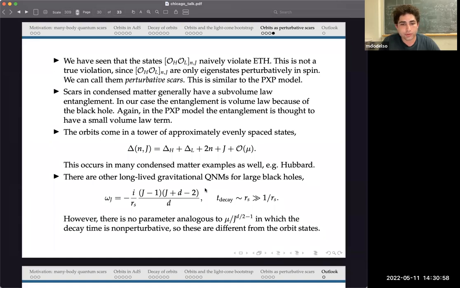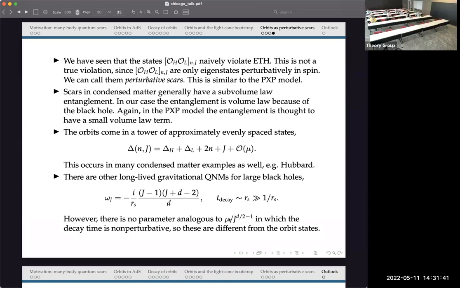I just want to point out that there are other kinds of long-lived quasi-normal modes. For instance, for large black holes, if you look at the gravitational quasi-normal modes for odd parity, they take this form, and the decay time is proportional to the Schwarzschild radius, which is much bigger than the expected thermalization time, so these are very long-lived. However, this is pretty different from our case, because there's no parameter like mu over j to some power in which this decay time is non-perturbative. So this is a different kind of situation.